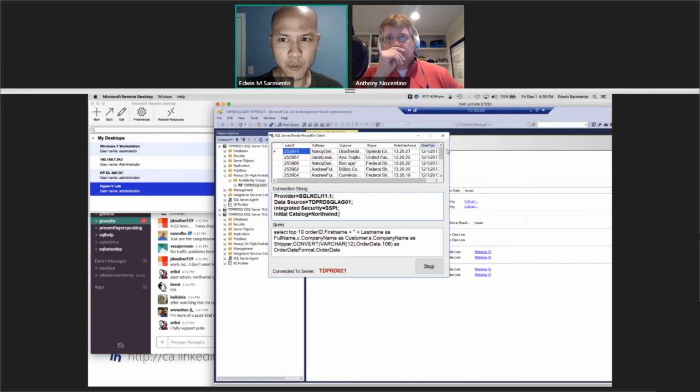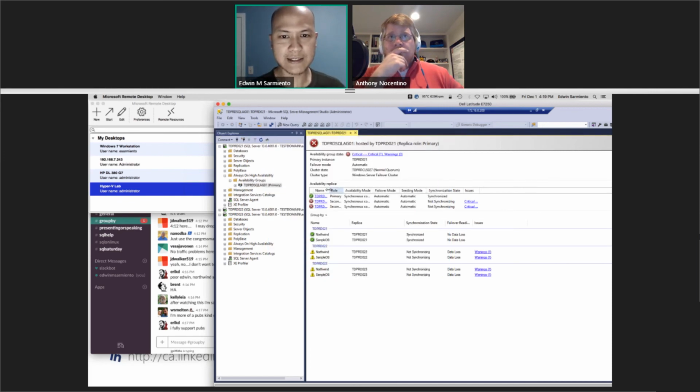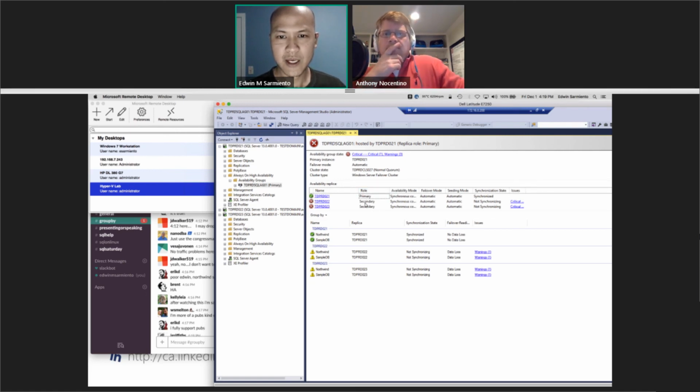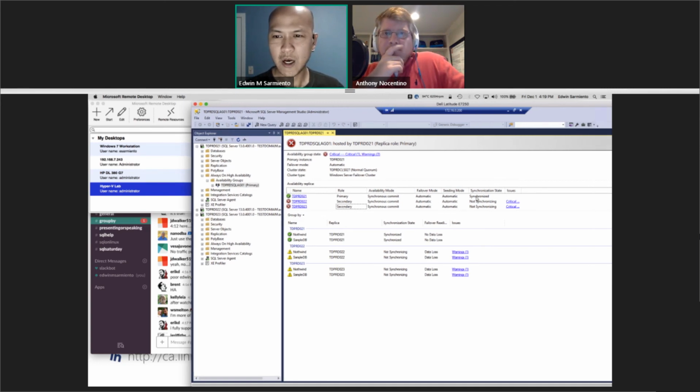Everything is working fine. My reporting workloads are working fine, which means my primary replica is working fine. However, if I look at the dashboard, I see that PRD 022 and 023 are unavailable. So 21 is my primary. 22 and 23 are my secondaries. Failover modes are all synchronous commit, but only the primary is getting synchronized. Of course, it's the only one available.